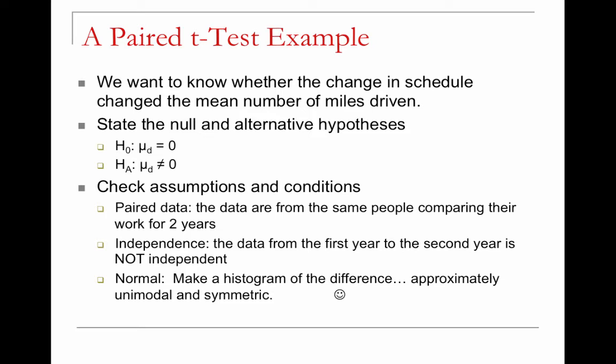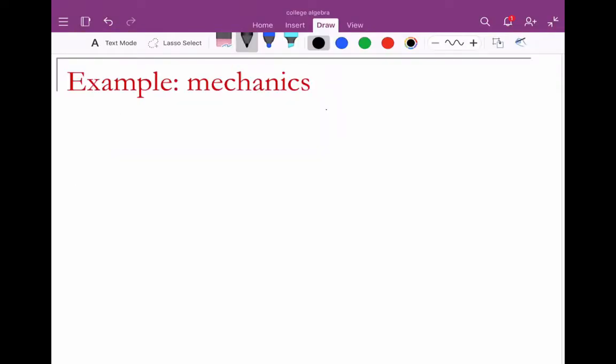And then normal. We have to make a histogram of the differences, and it should be approximately unimodal and symmetric. I did not show the histogram here. It is approximately unimodal and symmetric. You should actually show it. Now that we've checked the assumptions and conditions, we can go ahead and perform the mechanics.